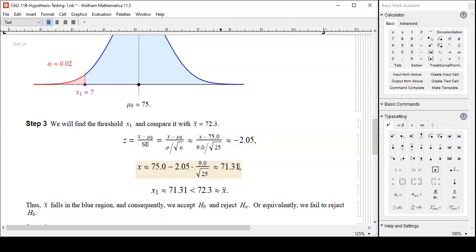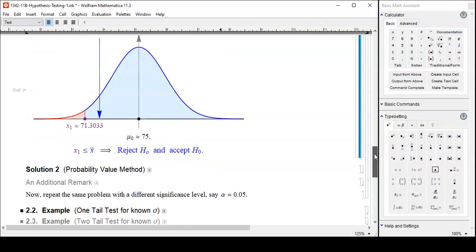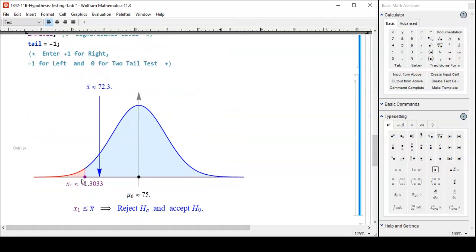That'll allow me to calculate all that, and I got 71.31 as my threshold. 71.31, and that gives me the final picture. 72.3 fell in the null region, close to the null, so null wins. We reject the alternative and accept the null hypothesis. Does it make sense? This is a threshold. Close to the null, then null wins. Far away from the null, then null loses. That is the critical value method. We just went through that.